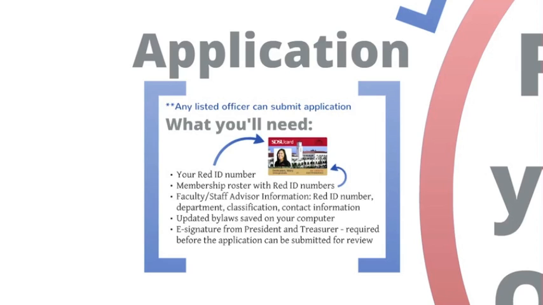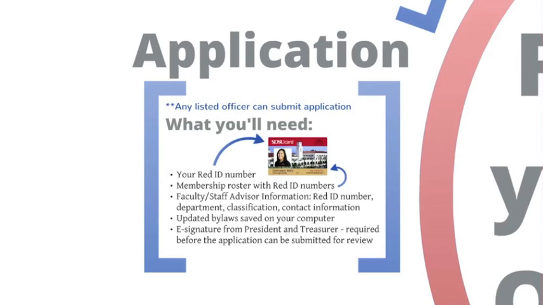You're going to need your membership roster with all of your members' red ID numbers. Now, if you have a membership roster from a previous year and it has carried over, you want to go into that roster and make sure that all of the members are current. People who are graduates now have been removed from the list, and new members are being added. This is encouraged to be completed while you're submitting your RSO application, but it's something you can access year-round.